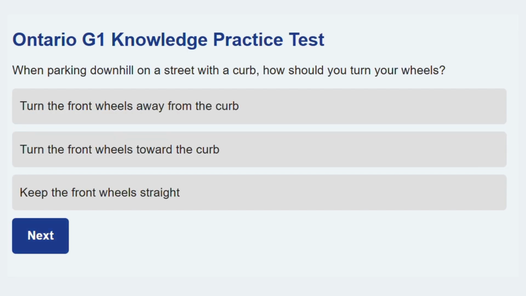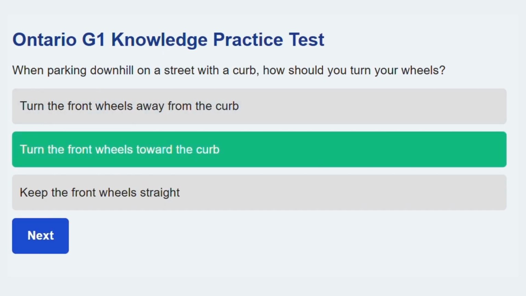Let's continue. When parking downhill on a street with a curb, how should you turn your wheels? Turn the front wheels toward the curb. This ensures that if the brakes fail, the vehicle will roll into the curb and stop.